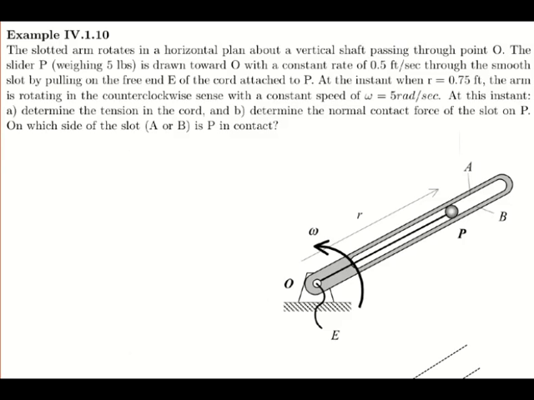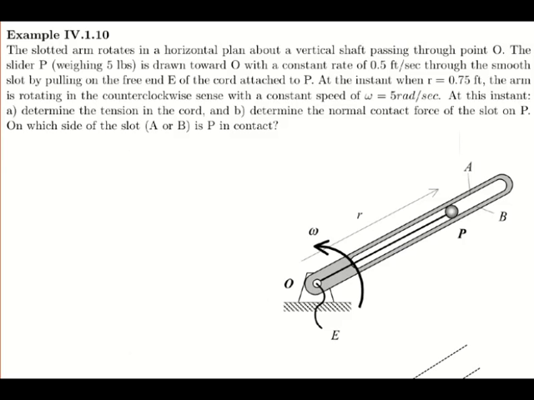In this example, we've got an arm which is rotating in a horizontal plane. We know that at this instant, the arm is rotating with a constant rate of 5 radians per second. There's a cord which is attached to particle P, and someone is pulling in that cord at a constant rate of 0.5 feet per second.